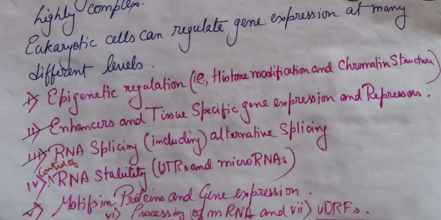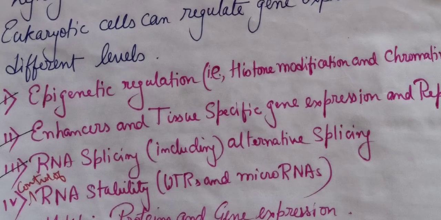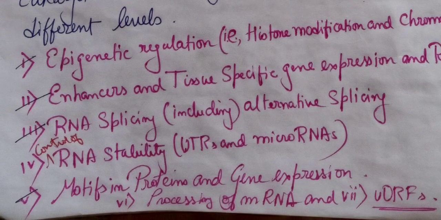Then comes the fourth level of expression. So at different levels the eukaryotic gene is regulated. See, so complicated. The fourth one is control of RNA stability. So control of RNA stability, like UTR, and the microRNA, also called miRNA.